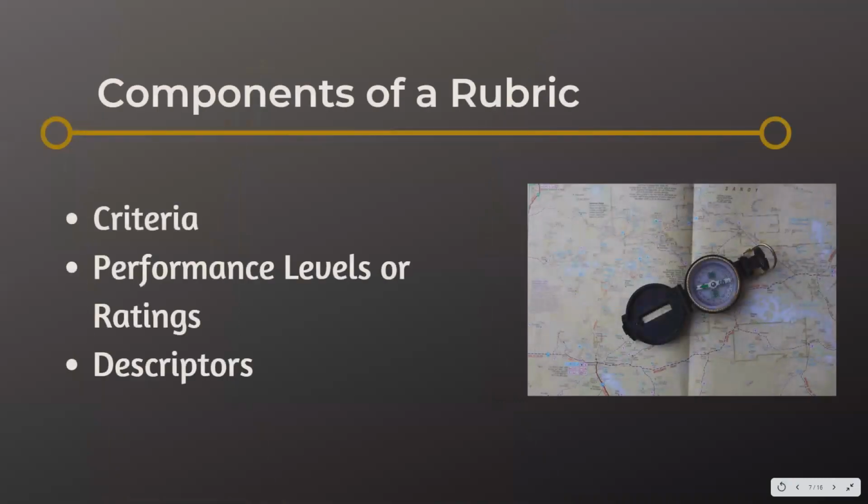Okay, so our components, or I like to also call it like a compass of a rubric, are the criteria. These should be related to your lesson objectives or course learning outcomes. The performance levels or ratings, which are general descriptors and point allocations. And then the descriptors provide the levels of performance that match each criterion.